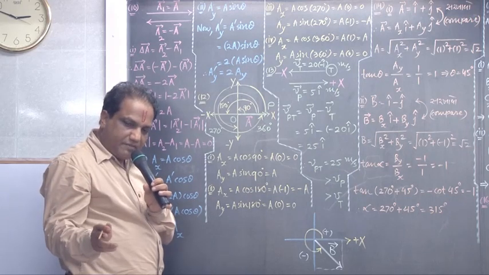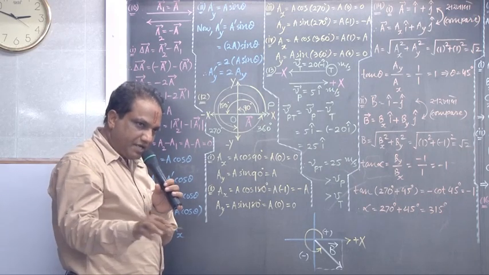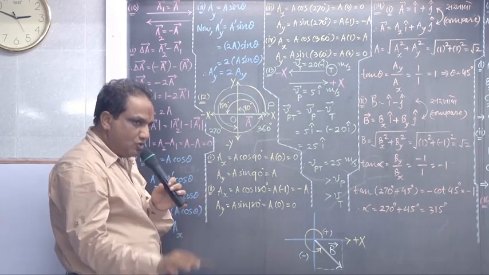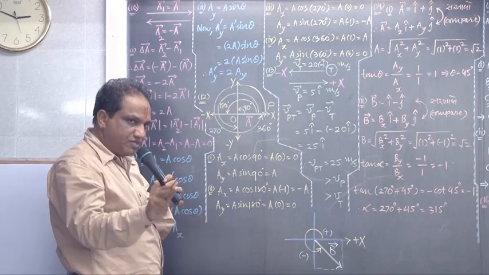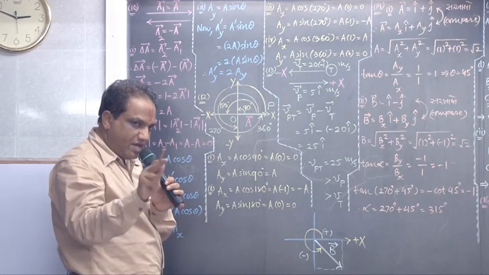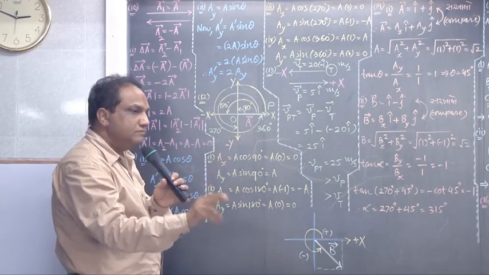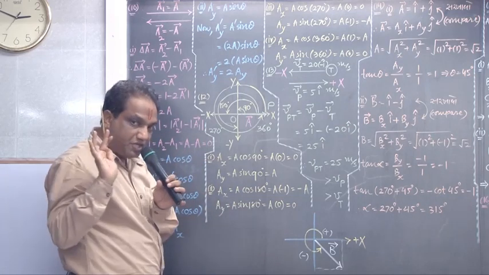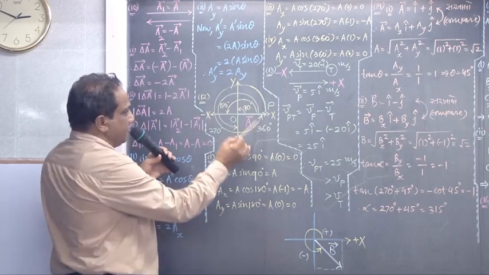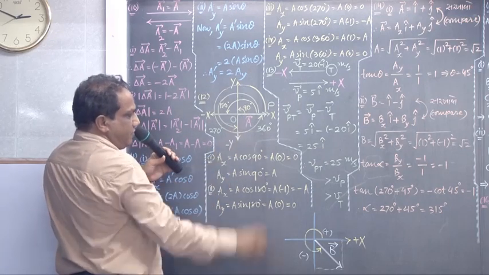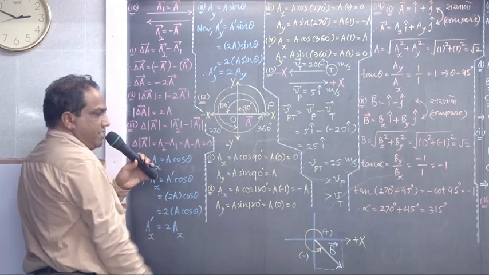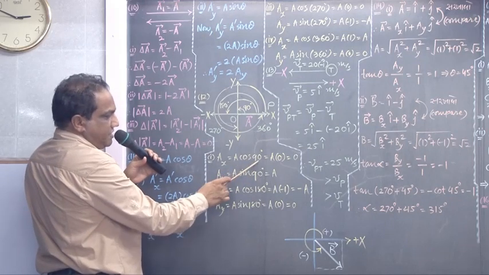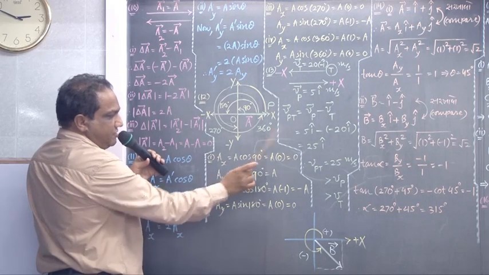Don't adopt any symbol. You simply speak in words. When I am asking Ax, you should tell me A cos angle. Then we should understand it is the angle made by the given vector with the positive x-axis. Correct? Initially, in the first case, it is 90 degrees. So A cos 90 degrees. Cos 90 degrees is 0. 0 into A will be 0.